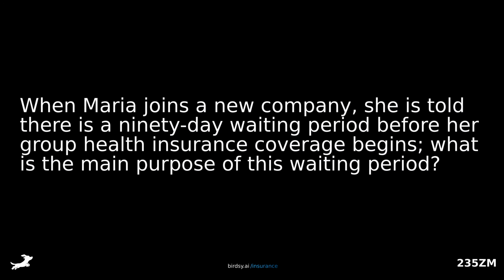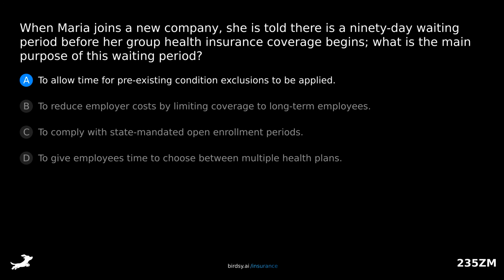When Maria joins a new company, she is told there is a 90-day waiting period before her group health insurance coverage begins. What is the main purpose of this waiting period? Is it A, to allow time for pre-existing condition exclusions to be applied? B, to reduce employer costs by limiting coverage to long-term employees? C, to comply with state-mandated open enrollment periods? Or D, to give employees time to choose between multiple health plans?